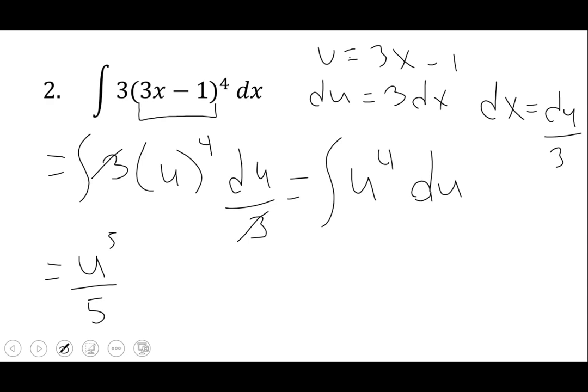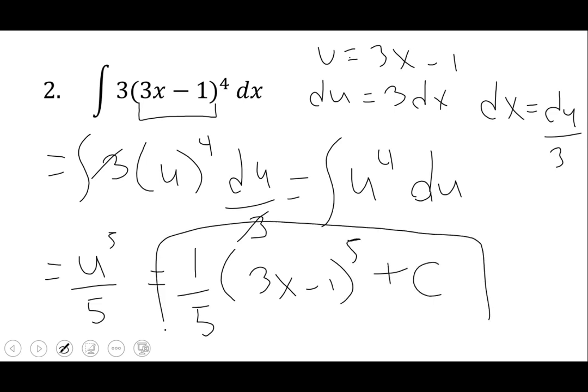Once you've done your integrating and you're simplifying in your final answer, go back to x's. So 1/5. Instead of u to the 5th, you're going to rewrite 3x minus 1 to the 5th. And then, of course, in your final answer, don't forget the plus c. Again, you could very easily check that this answer was correct by taking the derivative.